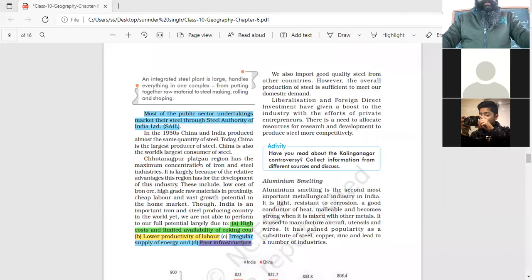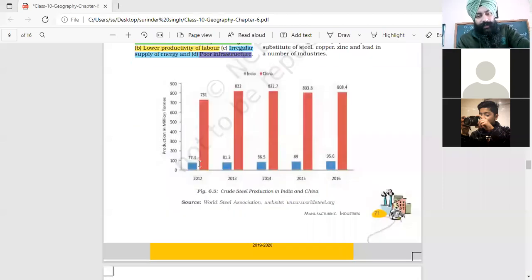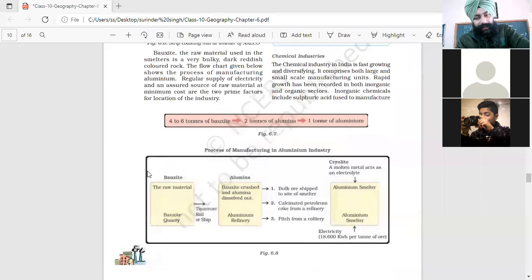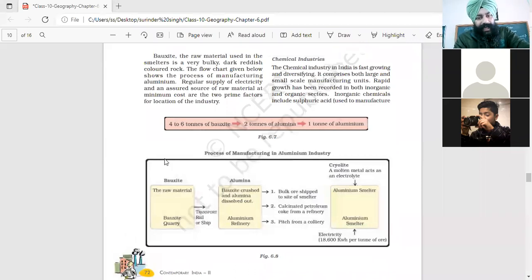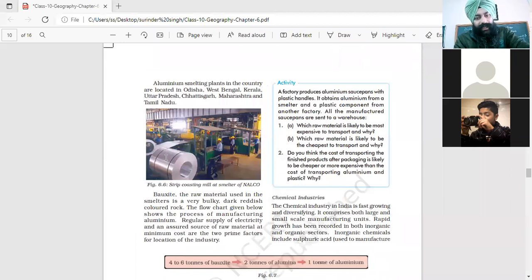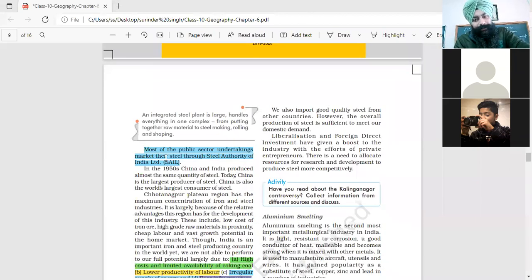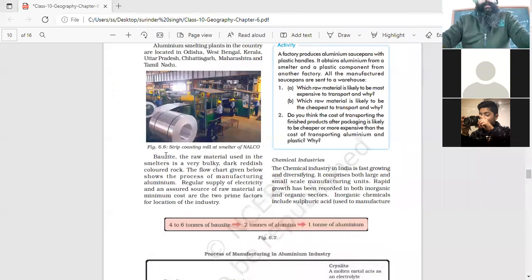of the earth's crust. Through bauxite, alumina is extracted, and through alumina, aluminium is extracted. This is the manufacturing process in the aluminium industry. First alumina is extracted from the bauxite, and afterwards alumina is transformed into aluminium. Clear? India is one of the leading producers of bauxite in the world market.